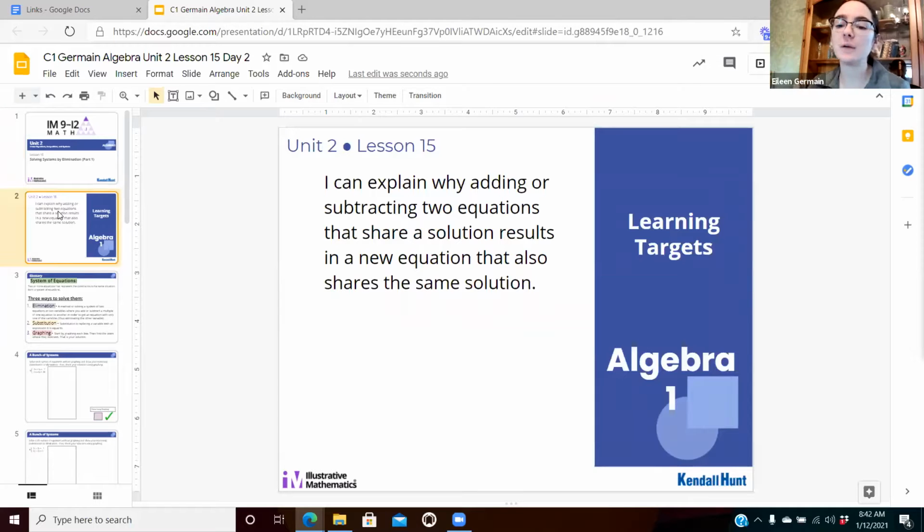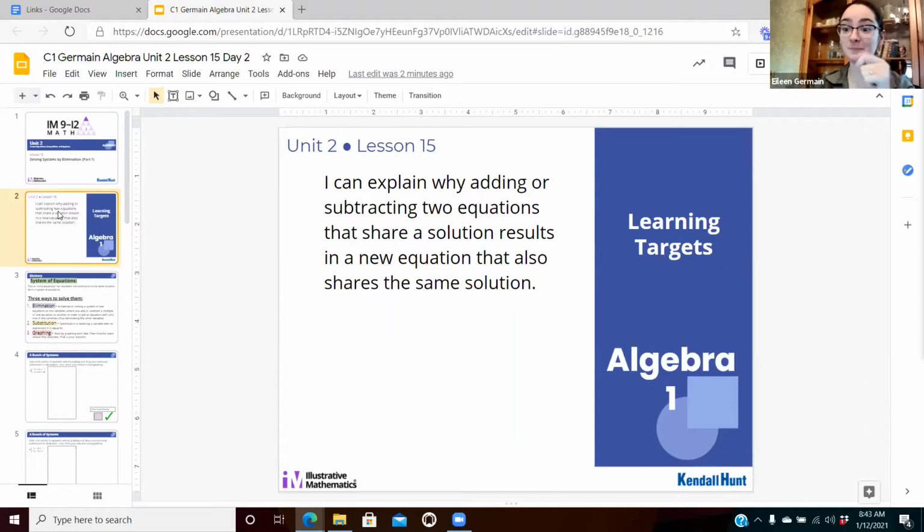We are picking up where we left off yesterday. Our first learning target is: I can explain why adding or subtracting two equations that share a solution results in a new equation that also shares the same solution. So when we do that canceling out in elimination and add the two equations together, that third equation underneath is going to have the same solution as the first two original equations.